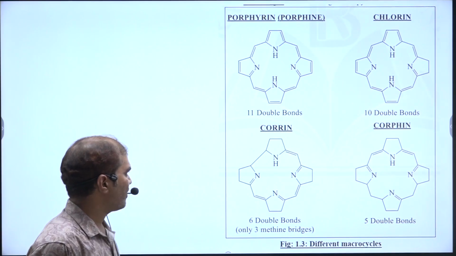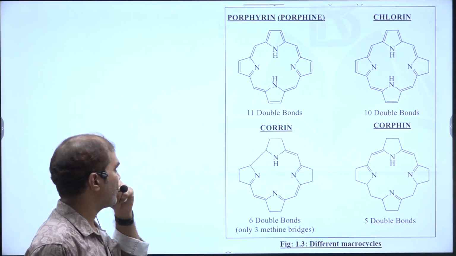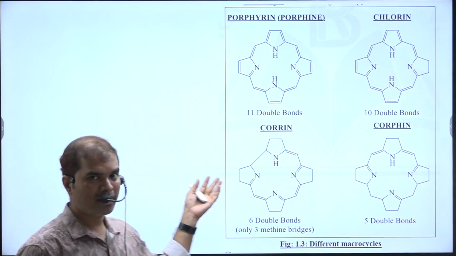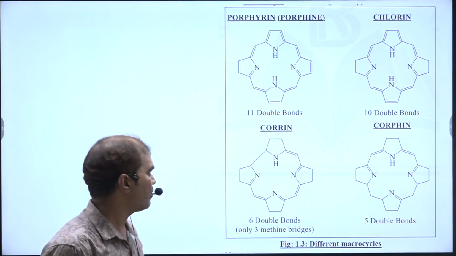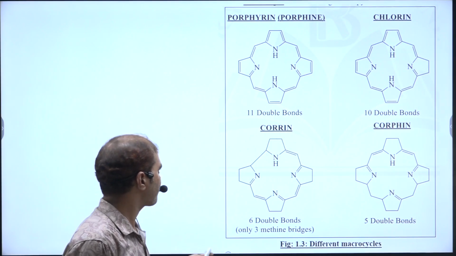Different biomolecules are available, but the most common ones that we get are porphine, chlorin, corrin and corphin, but in this case mostly porphine will be discussed because it is present in hemoglobin and also in some cytochromes.